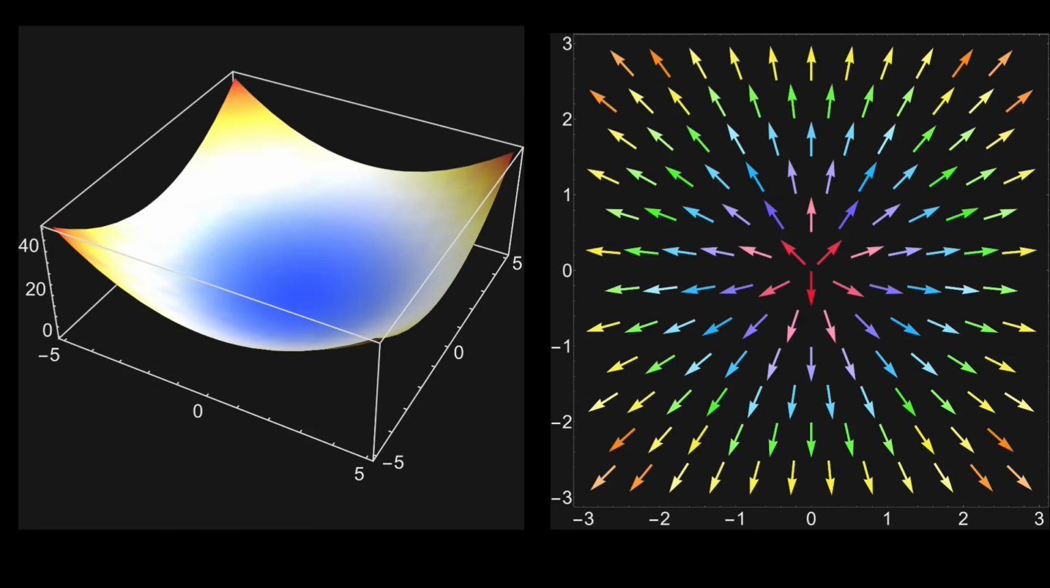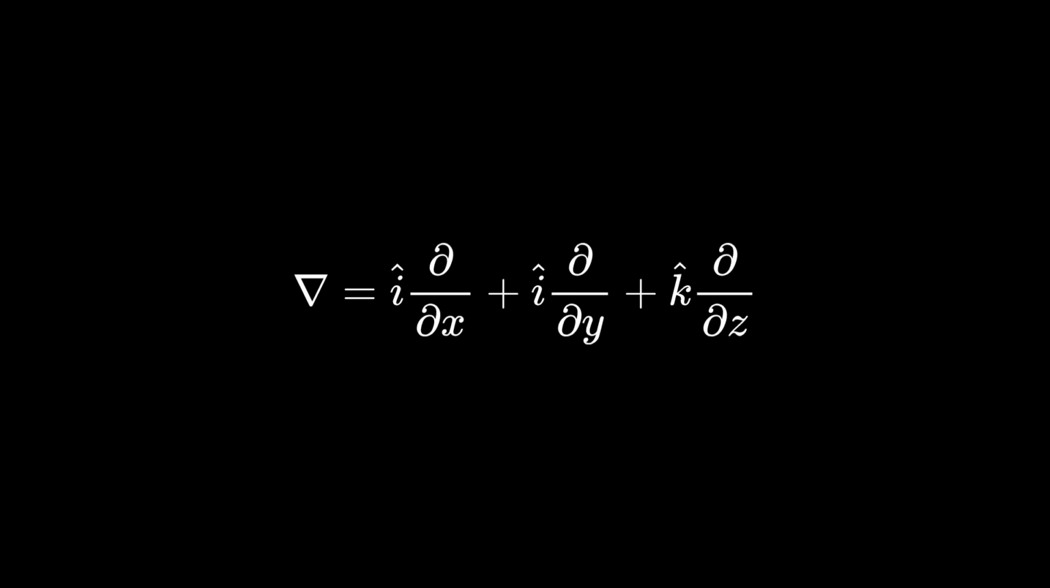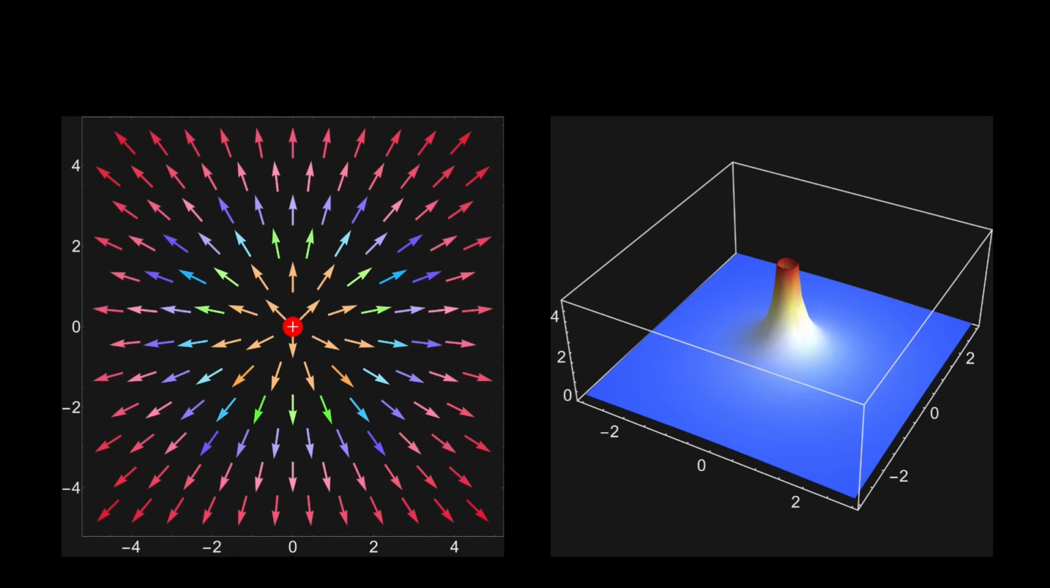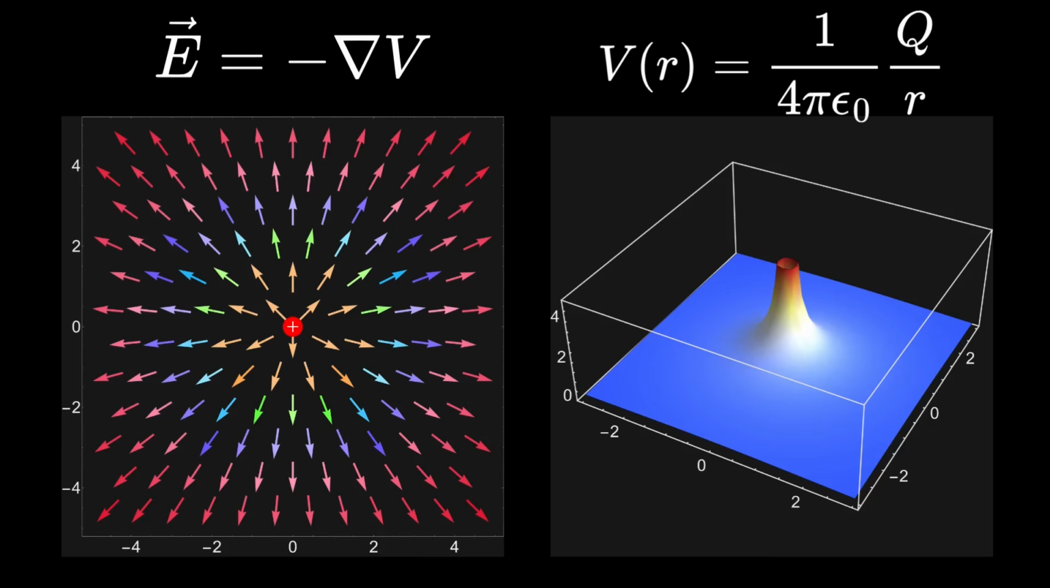The gradient operator for 3D space has an extra term that calculates the partial derivative with respect to the z-axis. Take the electric field of a positive point charge as an example. Its electric field points outward, while the electric potential gets stronger as we get closer and closer to the charge. The electric field is the vector field, while the electric potential is the scalar field, and we can compute the electric field by taking the negative gradient of the electric potential.